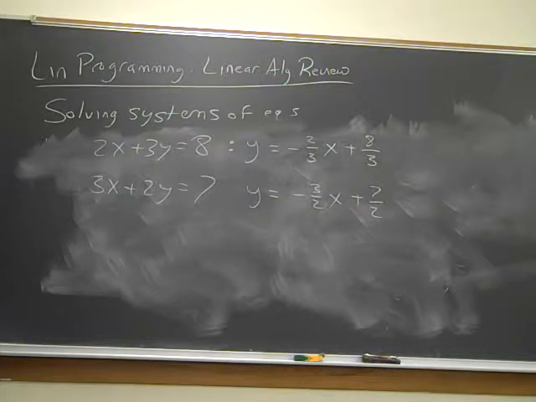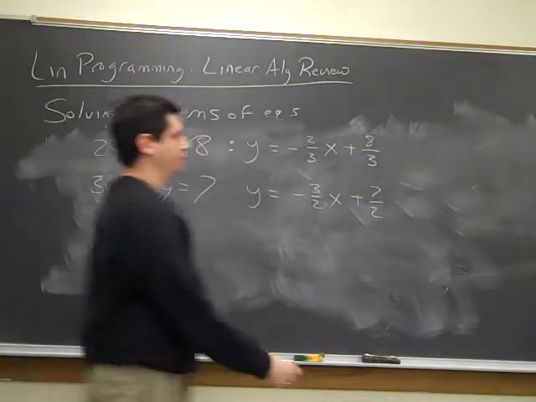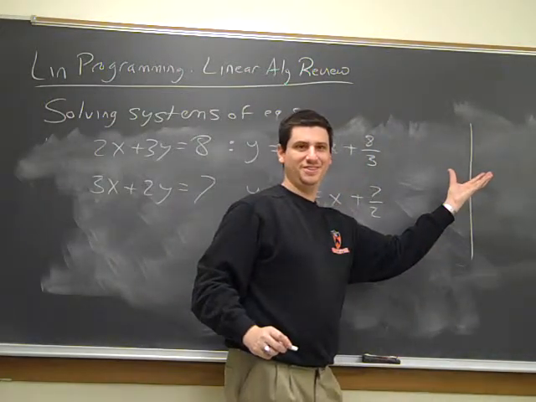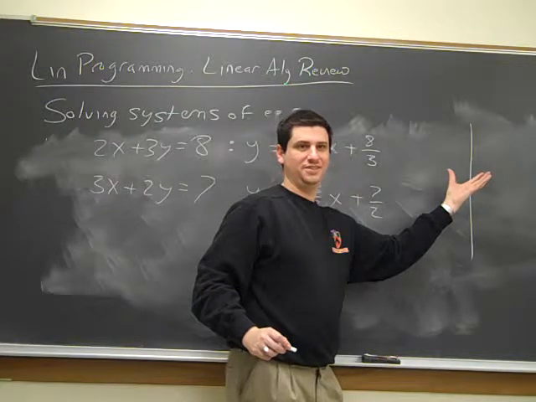Right? I have two lines. I can figure out what the slope is. I can figure out what the intercept is. And I should be able to graph them. Is this part still on the screen over here? It's almost getting out. Okay.